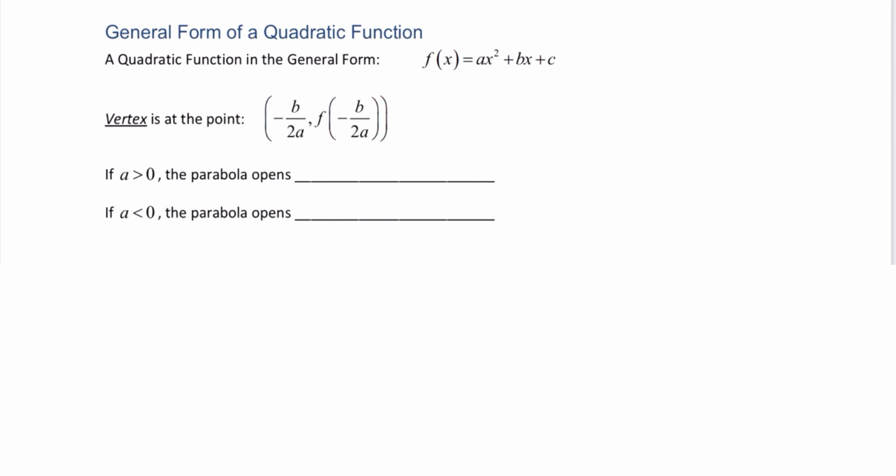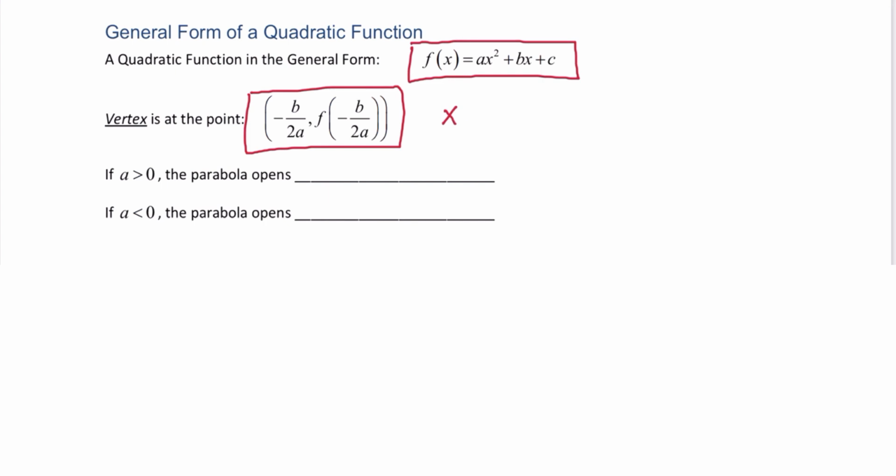A quadratic function is in general form when it's in the form f of x equals ax squared plus bx plus c. The vertex can be found using the formula here. Note x must be negative b over 2a.